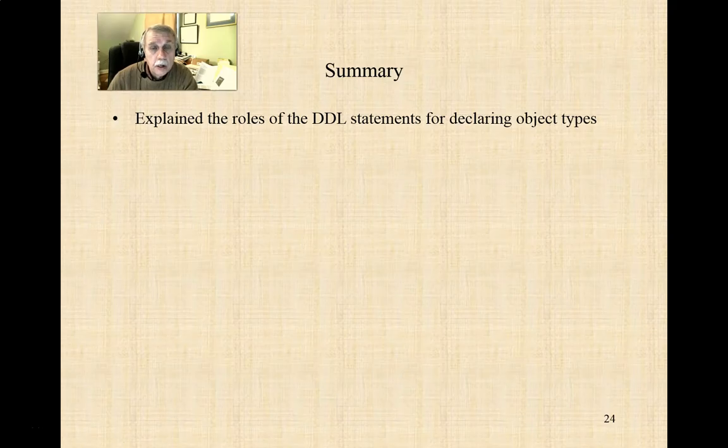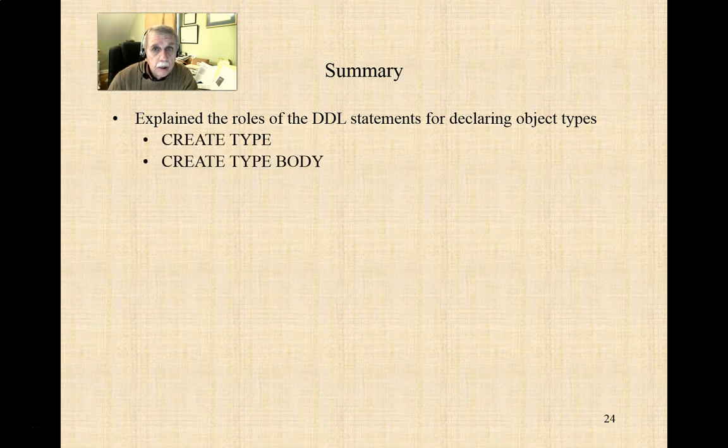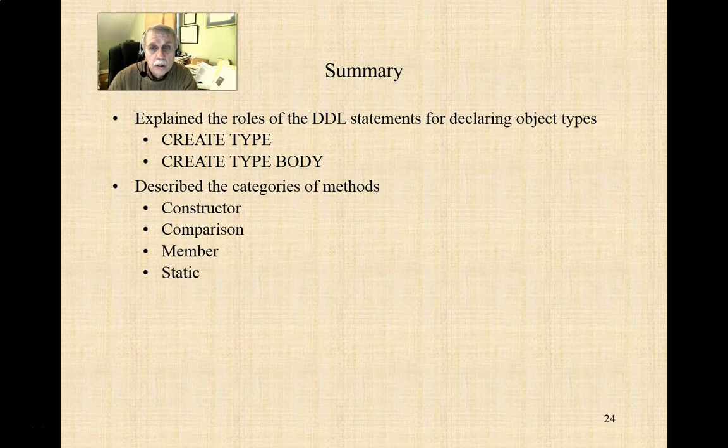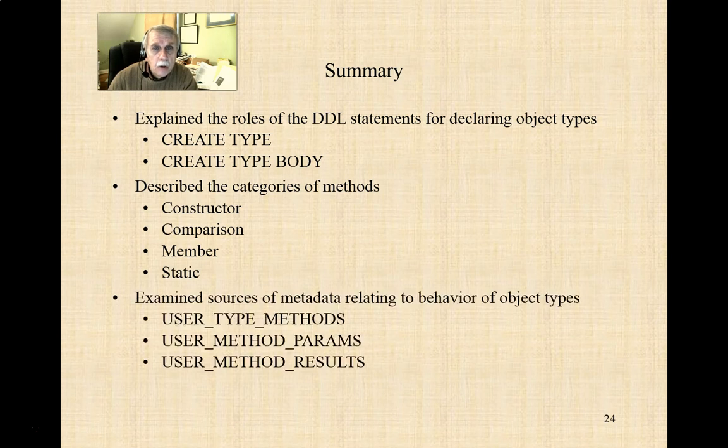In this video, we began our discussion of object behavior. We introduced two data definition statements for declaring object types. The create type statement introduces the structure of the object type and announces what methods would be available. The create type body statement provides implementation details of these methods. We described four categories of methods: the constructor, comparison methods, which included map and order, member methods, and static methods. We also identified sources of metadata related to user-defined types or object types, something in addition to the SQL+ describe command. And finally, we explained the concept of method overloading.